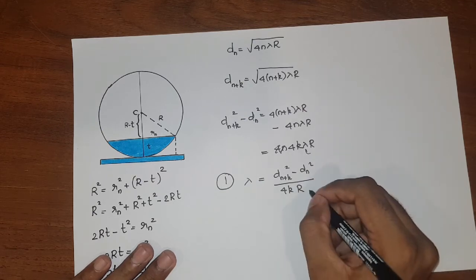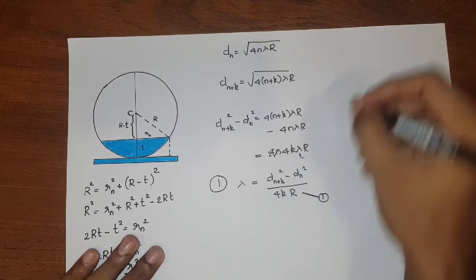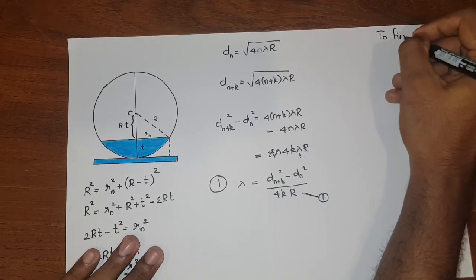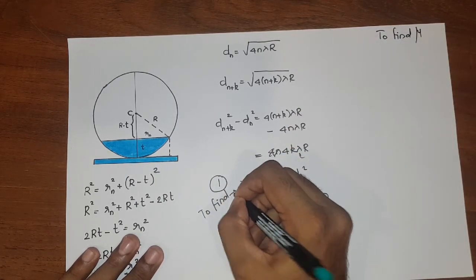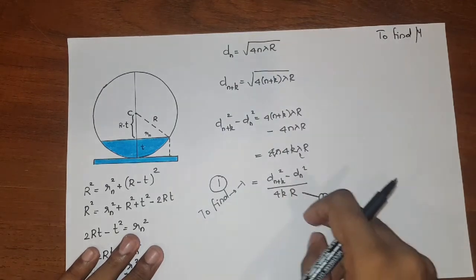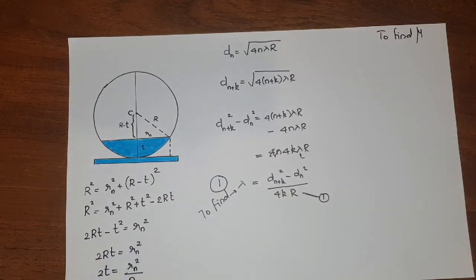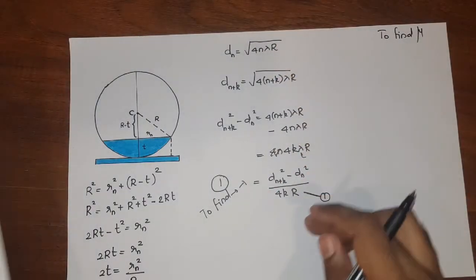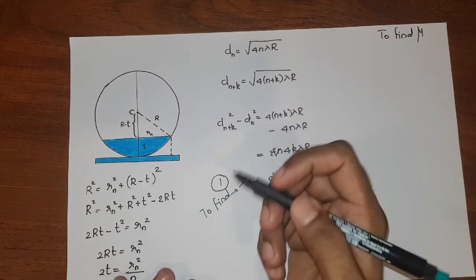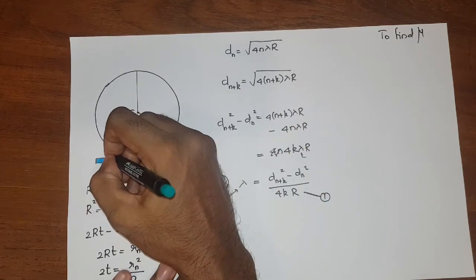And I am just marking this equation as 1. Now the second application is to find mu, and this was done to find lambda. Now we are going to find the value of mu. So instead of using an air film, like here first we were using an air film, now instead of air I am choosing that there is some medium of refractive index mu over here.